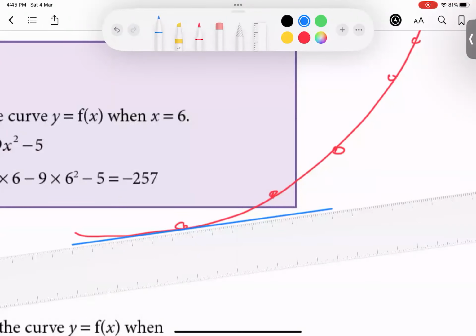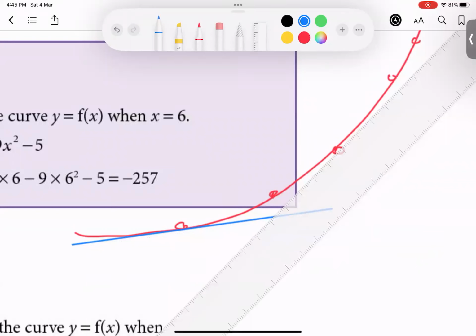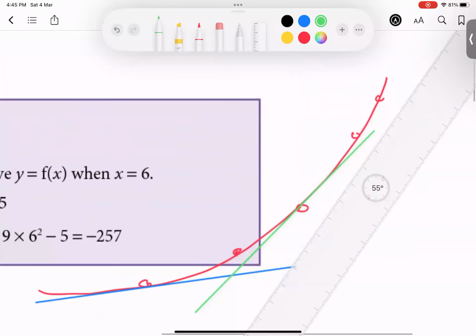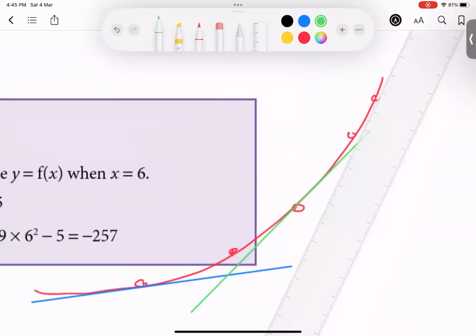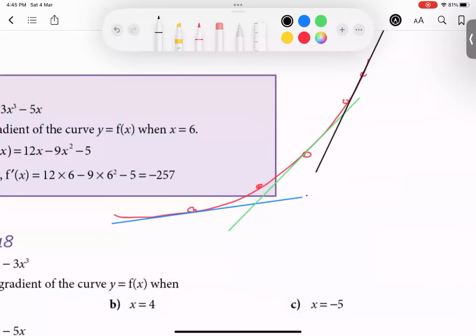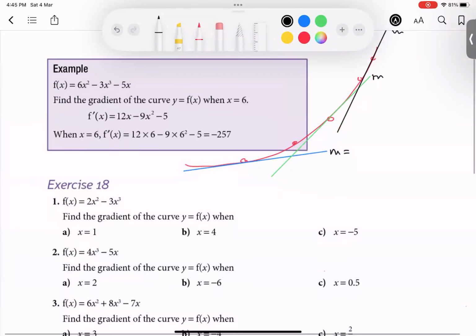Okay. For example, at this point, if I make it a green color, this is called a tangent. In the same way, I can show you this tangent as a black color line. So this is clear, I hope. You can see that this blue line has one gradient, the green line has a different gradient, and the black line is different again. So it means one curve can have a million trillion different gradients. It depends upon the number.